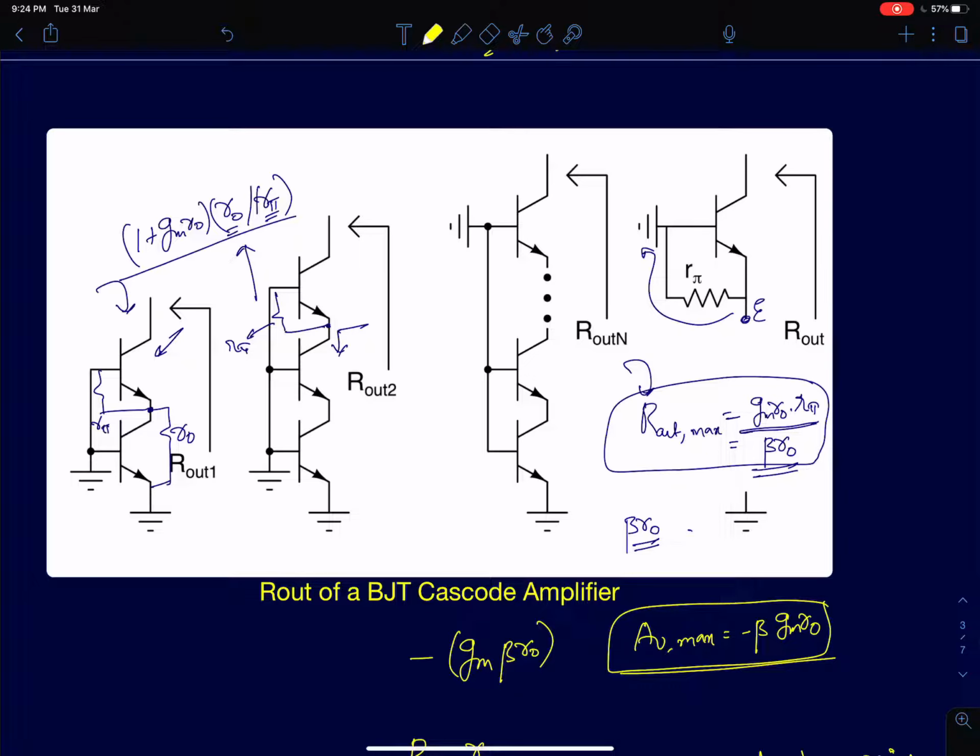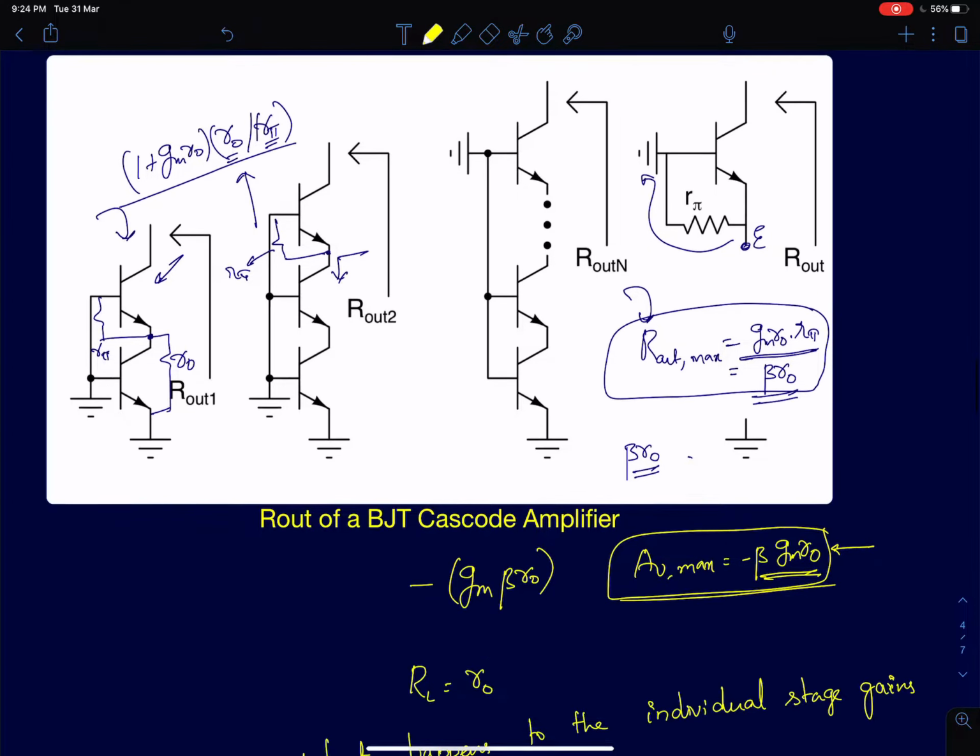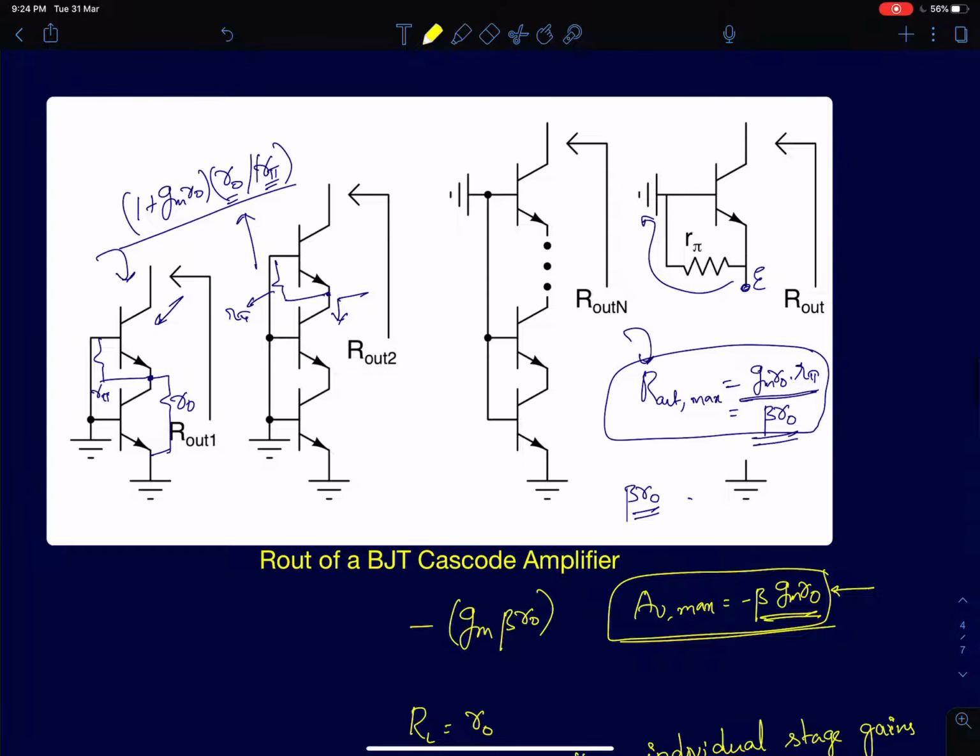The minus sign comes because of the first stage being common emitter. So that will be beta times gm r naught. This is the fundamental limit in gain you can get in a bipolar junction cascode amplifier. So this is the limitation in a BJT amplifier. In a MOS amplifier, the advantage is you don't have a beta. You can see a MOS amplifier as a device with infinite beta, infinite current gain.